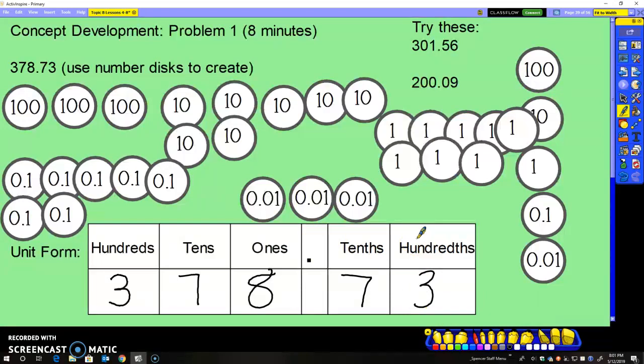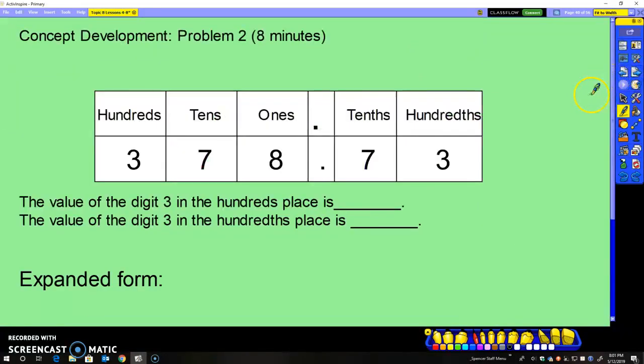Okay, you're going to be doing some analyzing of place value charts on your problem set, so make sure that you feel good about those again. Alright, so now we're going to analyze that number a little closer. So here's our place value chart that you just made. What is the value of the digit 3 in the hundreds place? The value of this 3 is actually 300.